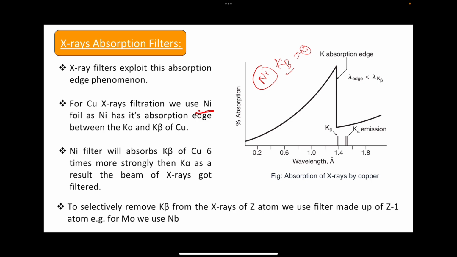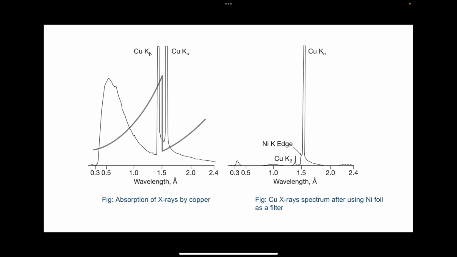Same goes for molybdenum as well, where we use niobium as the filter. So generally, if we have the X-ray of the Z atom and we have to create a filter, we use the Z minus one atom, the Z minus one metal element, to create a particular filter.